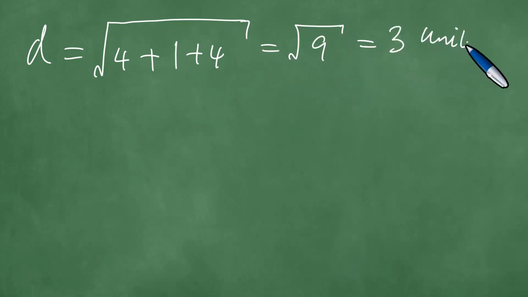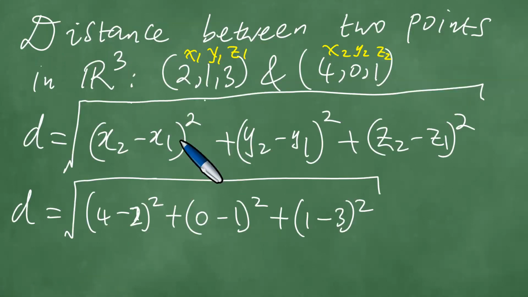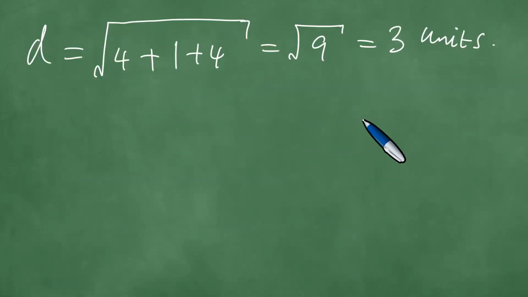So in other words, the distance between these 2 points, the 2, 1, 3 point is not on the plane, and the 4, 0, 1 point is on the plane, and we can see that the distance is actually 3 units. But now there's something of interest for us to find the shortest.